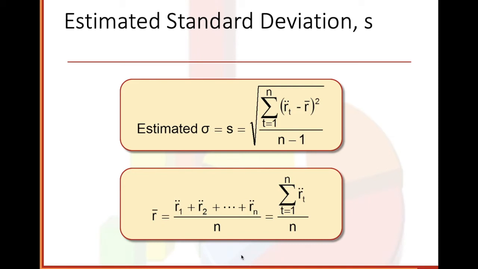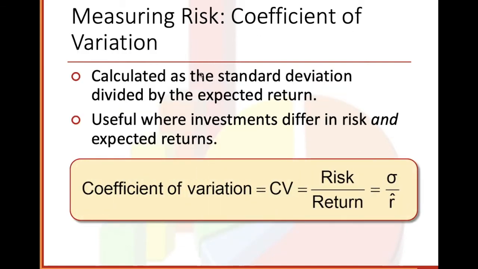So this is saying the sum of this to the nth power, or to the n terms. So, measuring risk: coefficient of variation, calculated as standard deviation divided by the expected return. Useful where investments differ in risk and expected return. So coefficient of variation, CV, is risk divided by the return. So this is our standard deviation by our return.